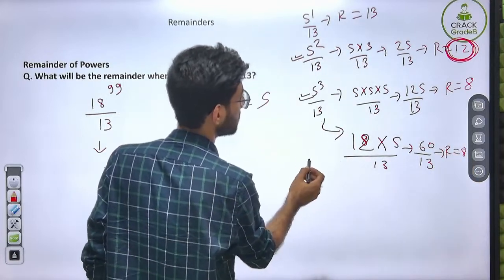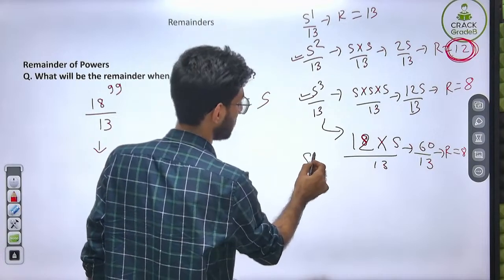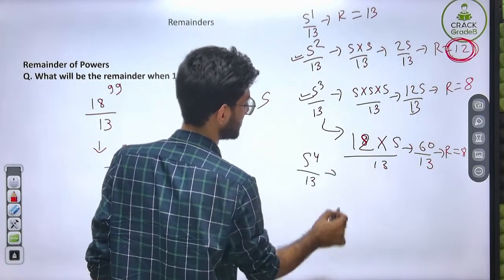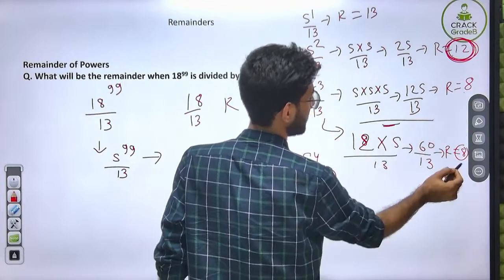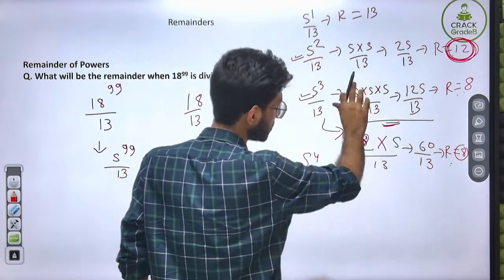So if you solve it further, 5 to the power 4 by 13. See, earlier the remainder is 8, right? I have shown you two approaches.